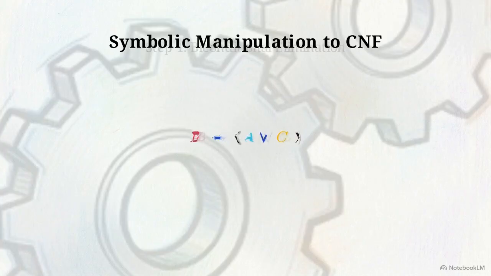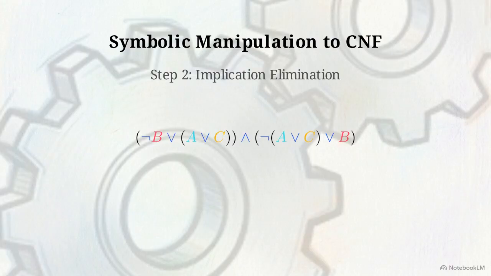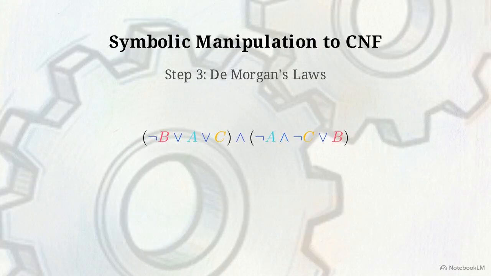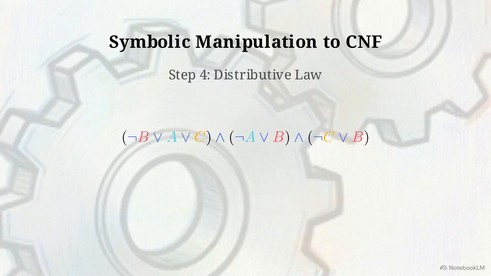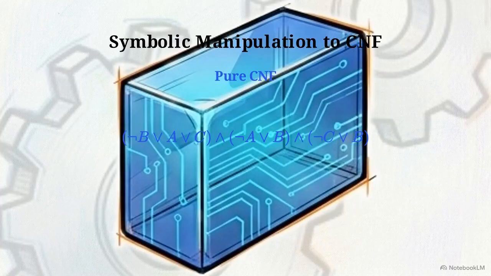Let's look at this formula. Step 1 removes the biconditional operator. The algorithm splits the equation into two directional implications linked by an AND operator. Step 2 eliminates the implication arrows. It replaces the arrows with OR operators and negates the premise of each side. Next, the system applies De Morgan's laws. It pushes that negation inward, flipping the inner OR to an AND. Finally, applying the distributive law flattens the entire structure into a uniform sequence, a conjunction of disjunctions. This is pure CNF.